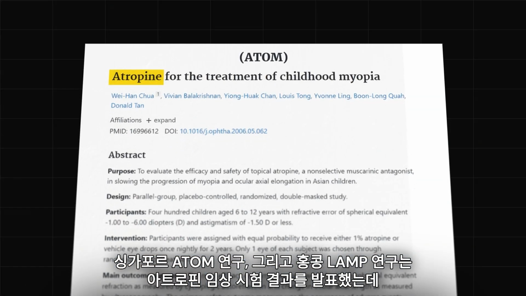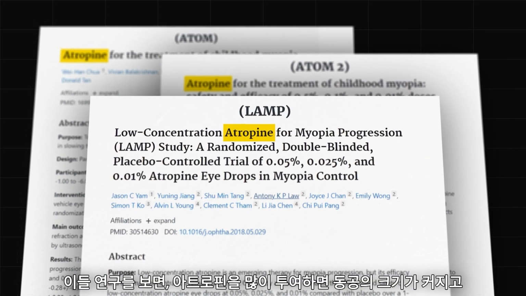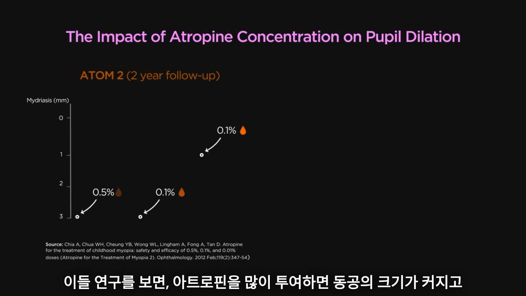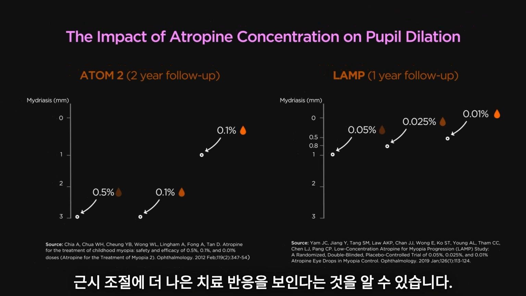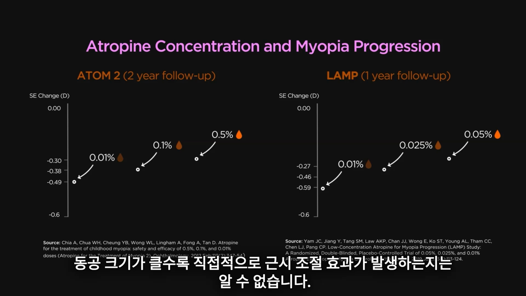We know from randomized clinical trials using atropine to treat children with progressive myopia, the landmark ATOM study in Singapore as well as the LAMP study in Hong Kong, that higher dosages of atropine lead to a larger pupil size, as well as a better treatment response in controlling myopia. We do not know whether larger pupil size directly contributes to the better effect of myopia control, but we do know that a larger pupil size causes photophobia, the side effect of atropine. So children complain of sunlight being too bright when their pupils are large.